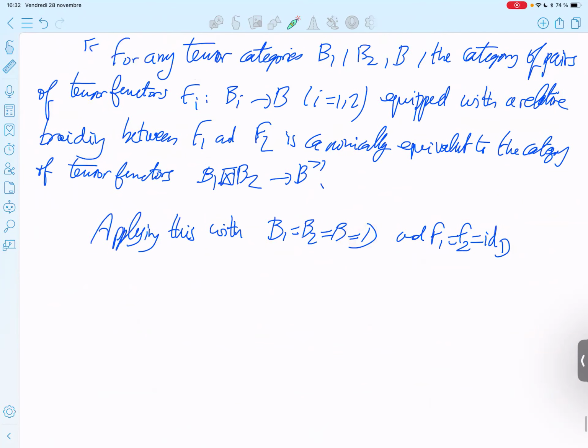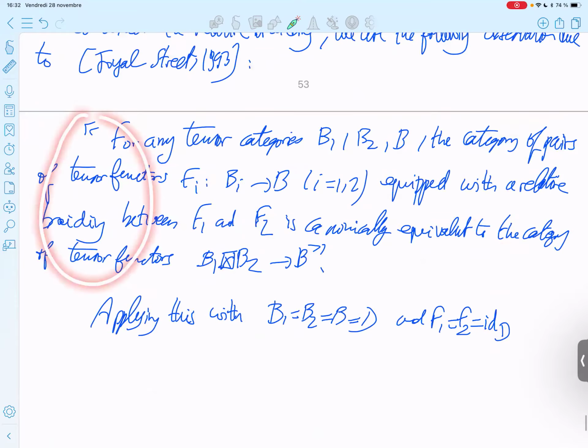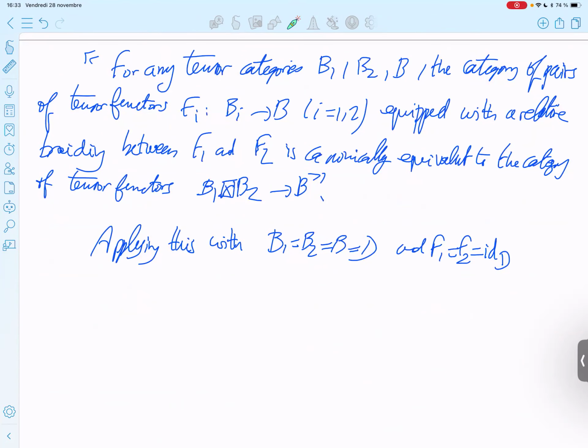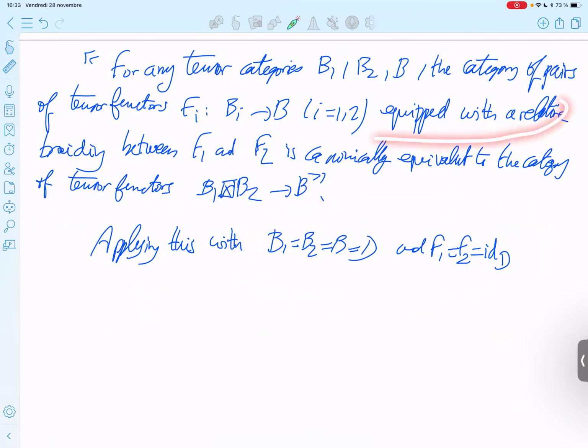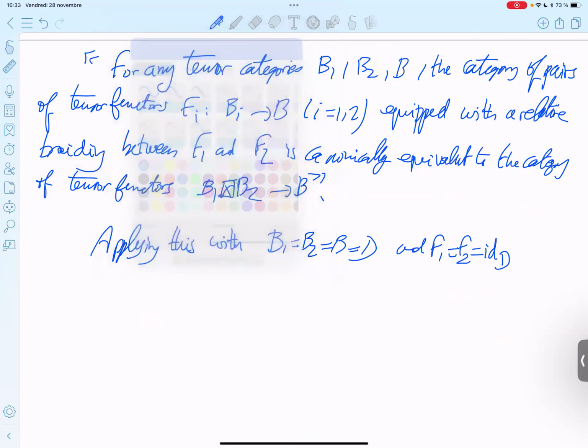And later we will use this again the other way to get the point 3 we need in the definition for an element in the category K3. So we will apply this 2 times. One time here in a more or less trivial way, and another time later in a non-trivial way. So if you apply it this way, the relative braiding is exactly the braiding of D.